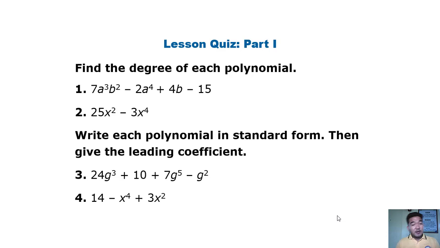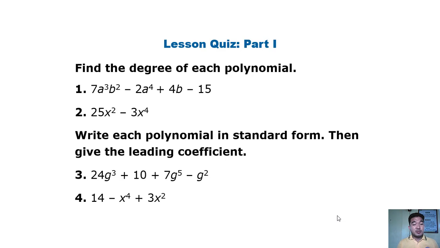So that's it. For your quiz, this is a quiz. It must be written in a clean sheet of paper. Part 1, find the degree of each polynomial. Degree lang ha, degree. Number 1: 7a cubed b squared minus 2a to the 4th plus 4b minus 15. Then number 2, that's 25x squared minus 3x to the 4. So number lang ang sagot niya dyan, degree.